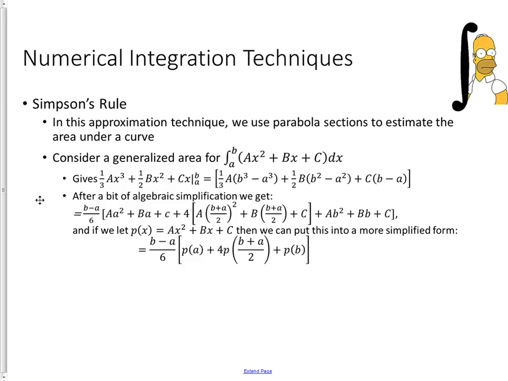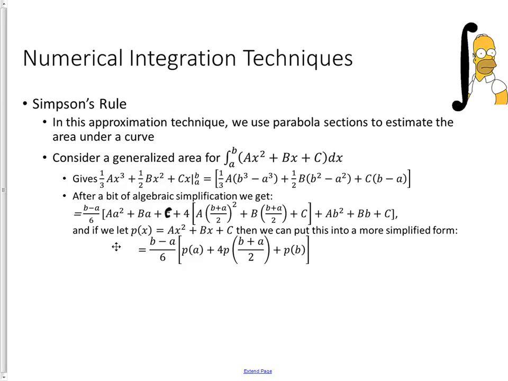However, I'll just cut to the chase and say after I factored out b minus a over the common denominator of 6 from that expression, I was able to work it out that we get A a squared plus B a plus C. That should be a capital C right over here. Let me see if I can fix that up right here. Plus capital C, plus 4 times A times the quantity (b plus a) over 2, squared, plus B times the quantity (b plus a) over 2, which is our sort of intermediate value, right? B plus a over 2, that's the halfway point in our interval right there, isn't it? Plus C, plus A b squared plus B b plus C.